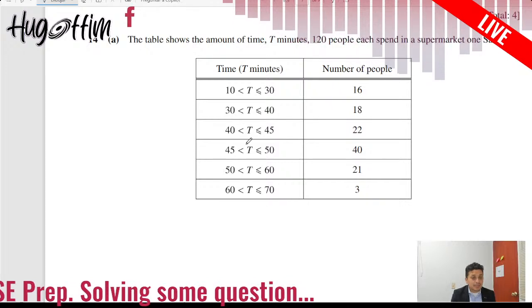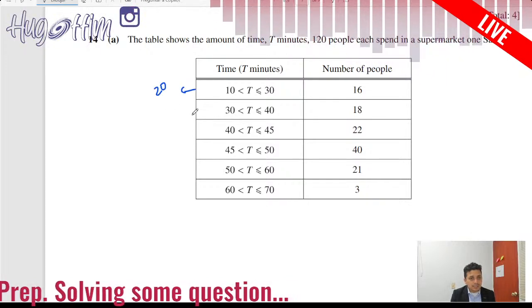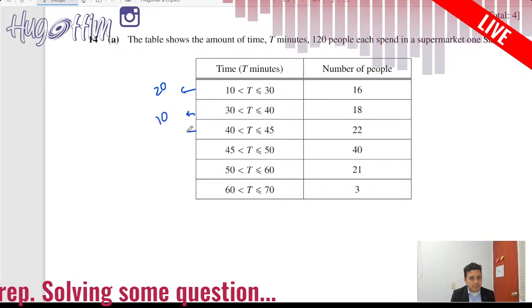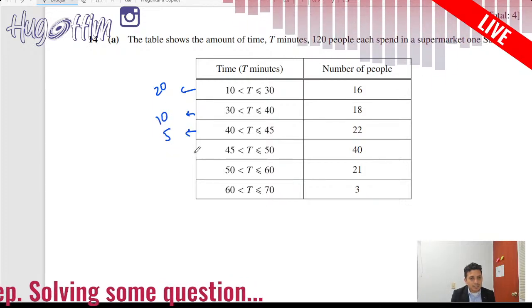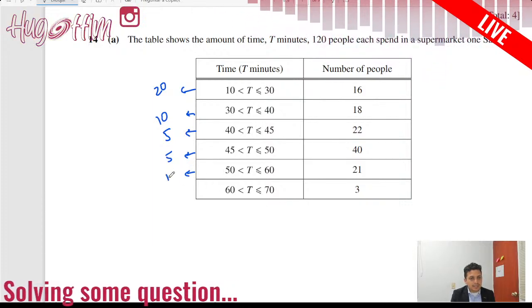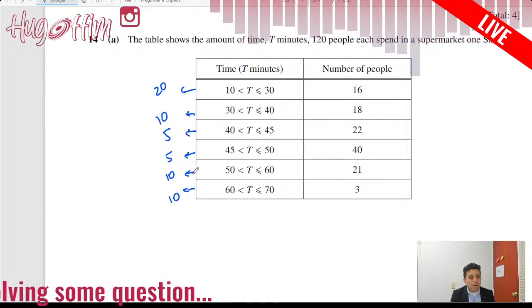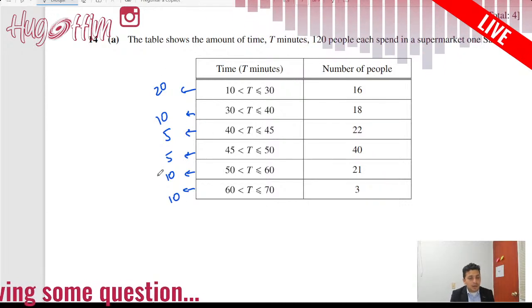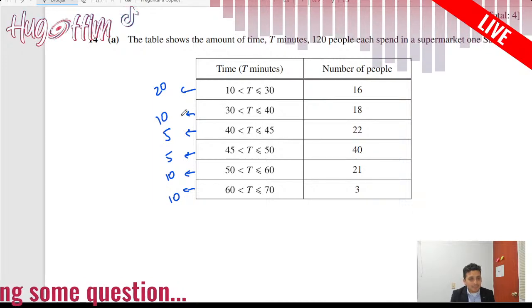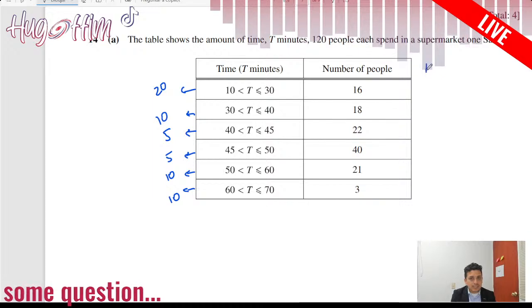The interval changes. In this case you have an interval of 20 minutes. Here you have an interval of 10 minutes. Here you have an interval of 5 minutes. Another 5 minutes. Another 10 minutes. And here 10 minutes. So it means that as this is not a histogram using the same distance in the intervals, we gotta find a frequency density. And how to find the frequency density?